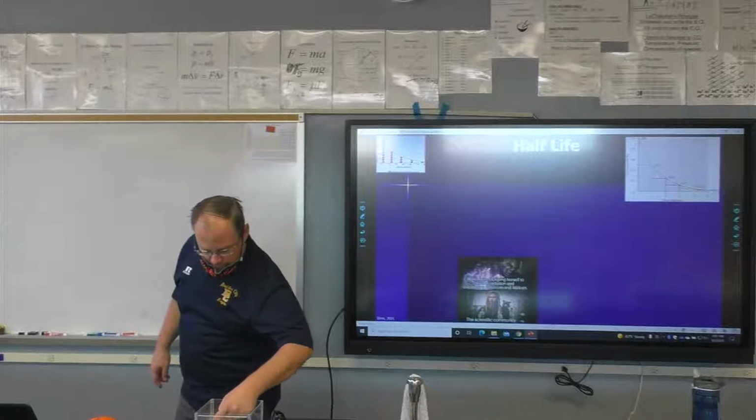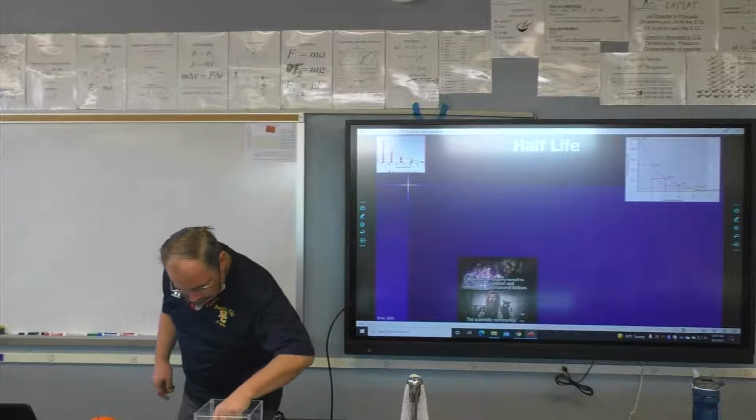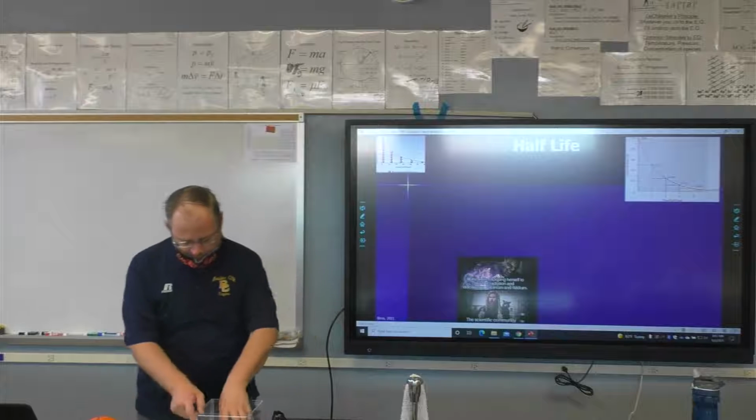That's the smallest ant. Oh my gosh, these are tiny ants. This is not good. I don't like these ants.